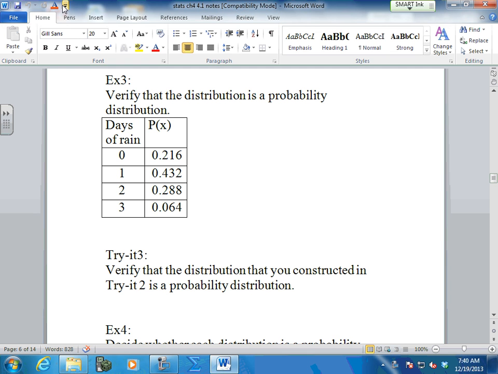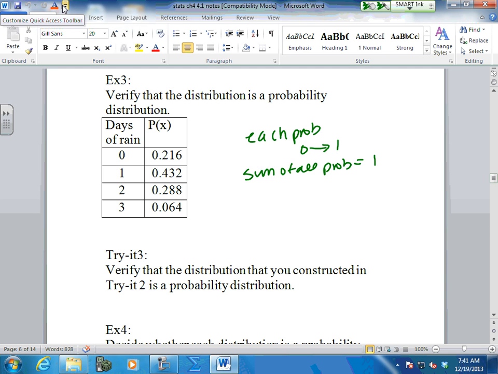Okay, so now we want to verify that this, in example 3 on page 175, in fact, is a probability distribution. Each probability has to be between 0 and 1, and the sum of all probabilities has to equal 1. These are the only two rules that we need. So we take a look at these, and yes, each one of these is between 0 and 1. That meets the first criteria.